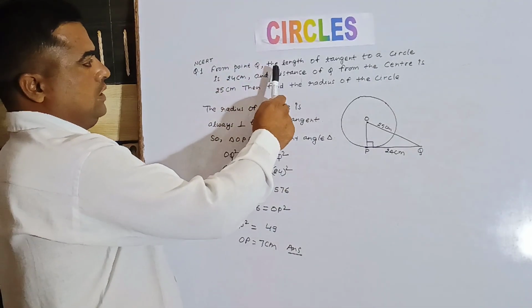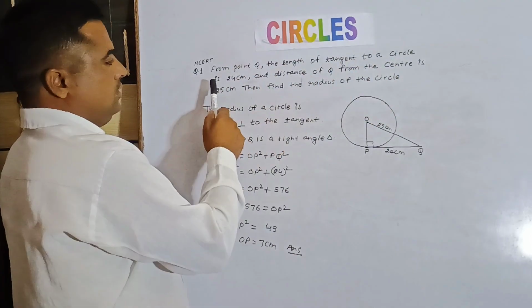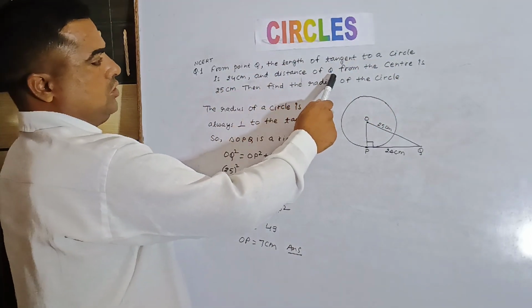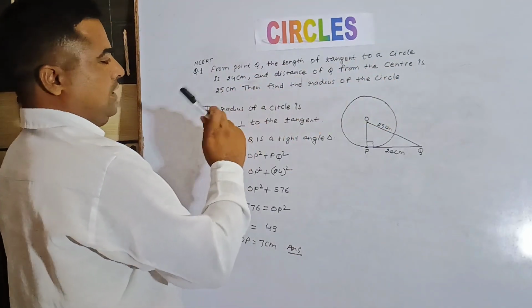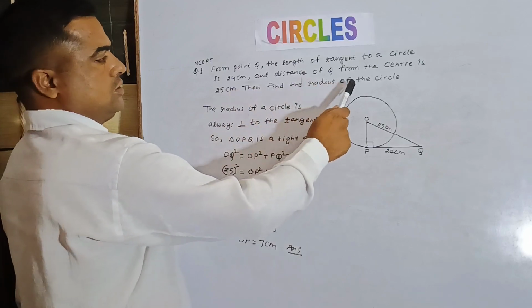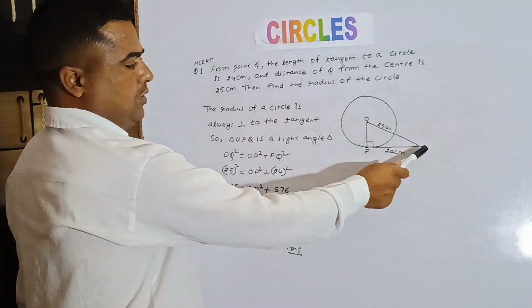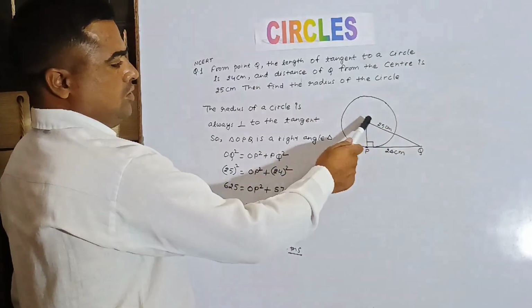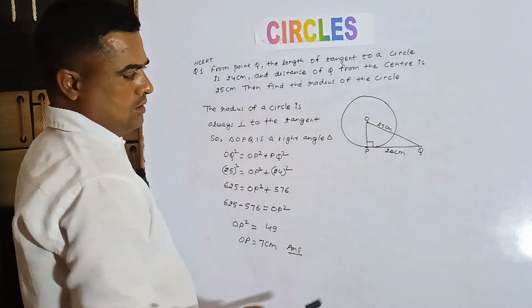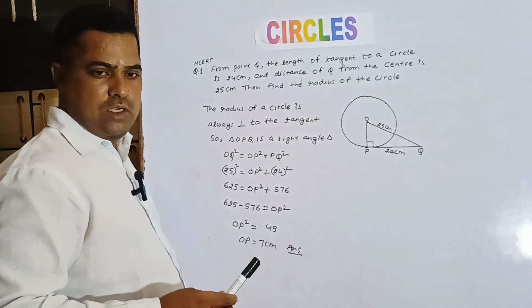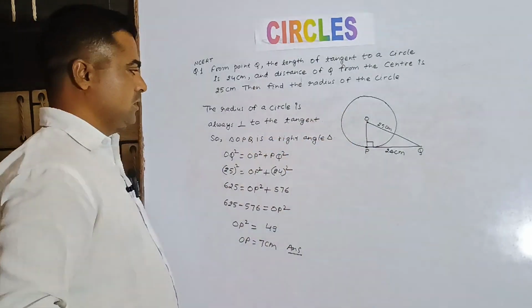From point Q, the length of the tangent to a circle is 24 centimeter and the distance of Q from the center is 25 centimeter. Find the radius of the circle. Students, we have a circle, and from a point Q, the distance of the center is 25 centimeter and the length of the tangent is 24 centimeter. We have to find the radius of the circle.